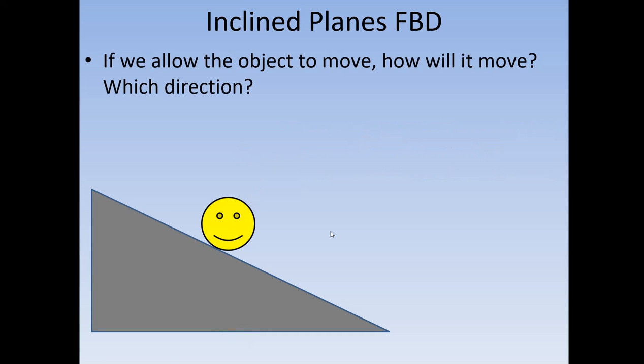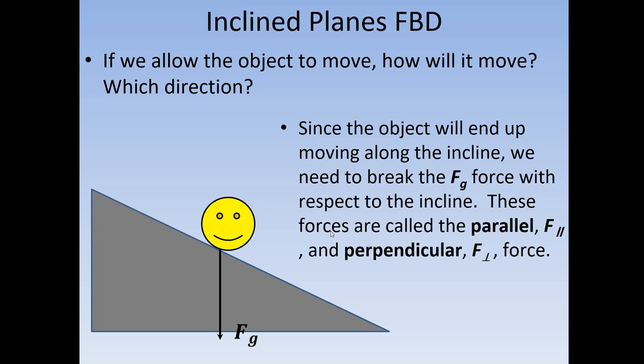If we just looked at this object and asked ourselves, what direction does it move? We know that the object's going to end up moving up and down, parallel to the surface. So because it's going to go parallel to the surface, instead of breaking up Fn, which is acting perpendicular to the surface, we're actually going to break up Fg, since that's going to be at an angle to our surface. So Fg is going to be broken up into two forces: a force called the parallel force, which is going to pull it parallel to the surface, and the perpendicular force, which pulls it perpendicular to the surface.